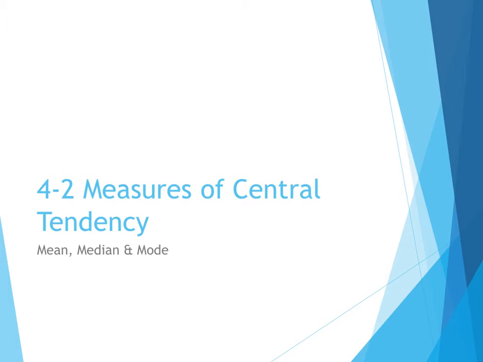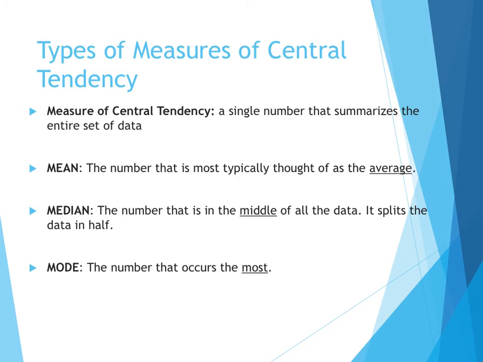In section 4.2, we are going to be looking at measures of central tendency. That means we're going to be looking at mean, median, and mode. So we do have some different types of central tendency. Central tendency is a single number that summarizes an entire set of data.